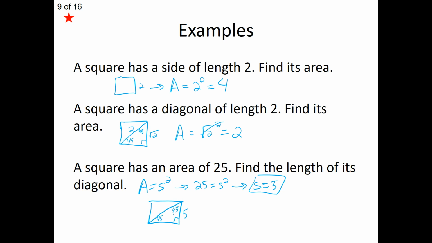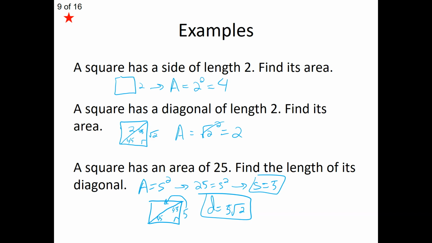It's a 45, 45, 90, which then means we can go from the leg of our 45, 45, 90 to the hypotenuse, which just so happens to be the length of our diagonal. So we multiply by root 2, and that is going to give us the length of our diagonal, which we'll call d. So we multiply 5 by root 2, and we end up with 5 root 2 as the length of our diagonal.